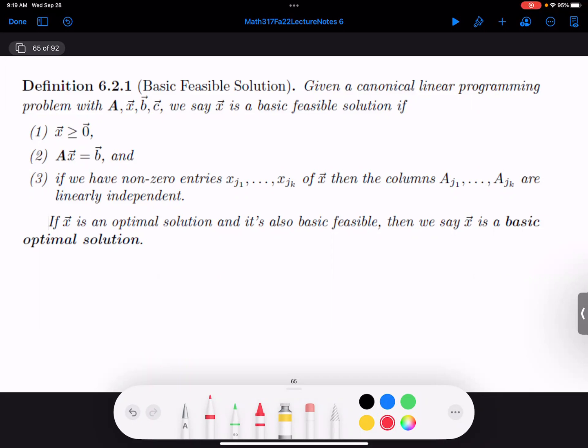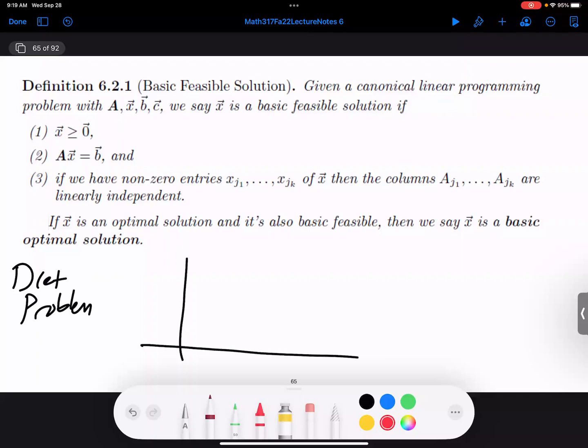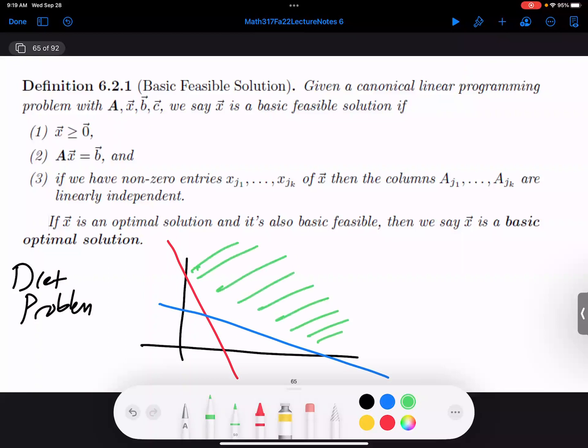So if you go back to the original diet problem, we had something like this. Let's say this was the first constraint, and then this was the second constraint. And so the feasible solution was this region in here. And what we then had is we then had cost lines. And so this would be increasing cost. And the other direction would be decreasing cost. And so we would just flow along a line.